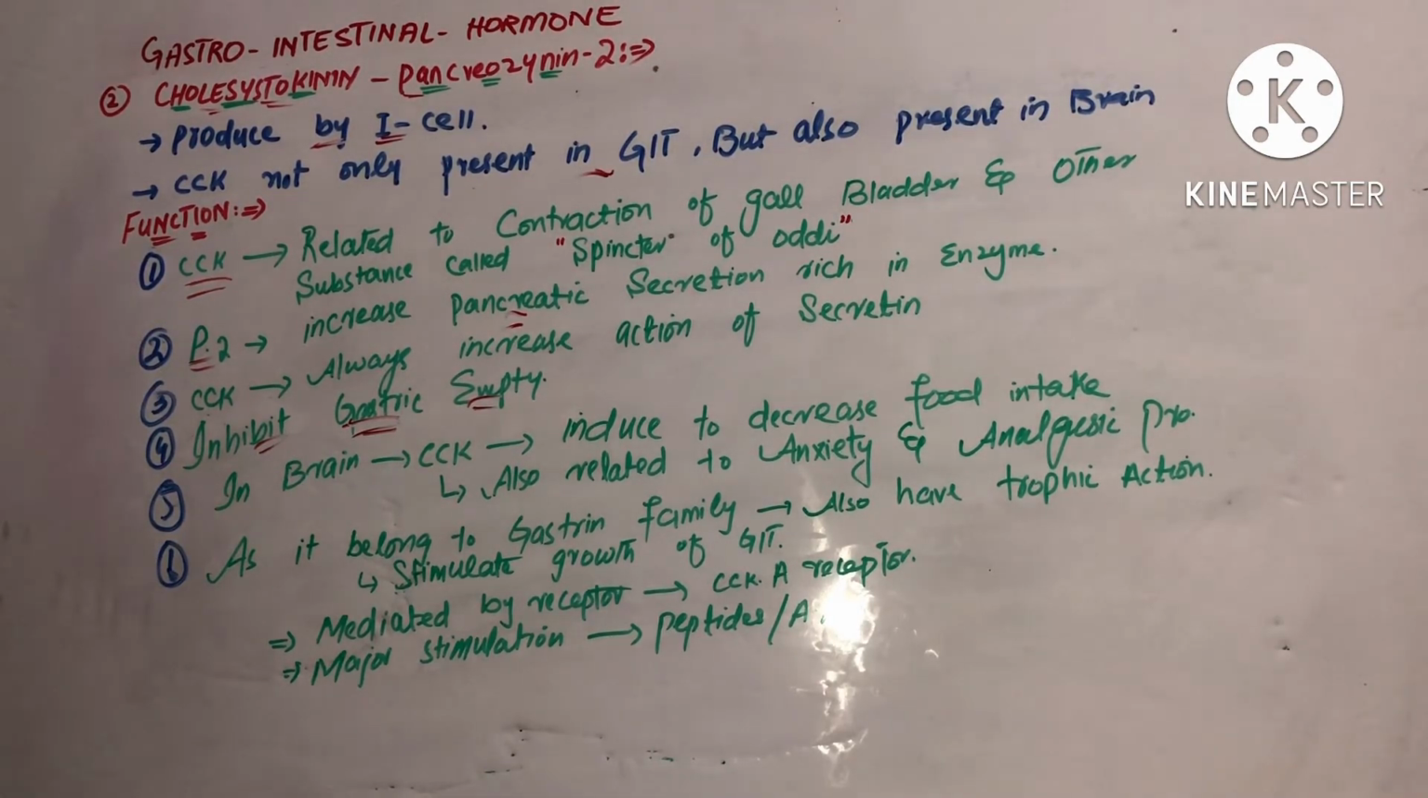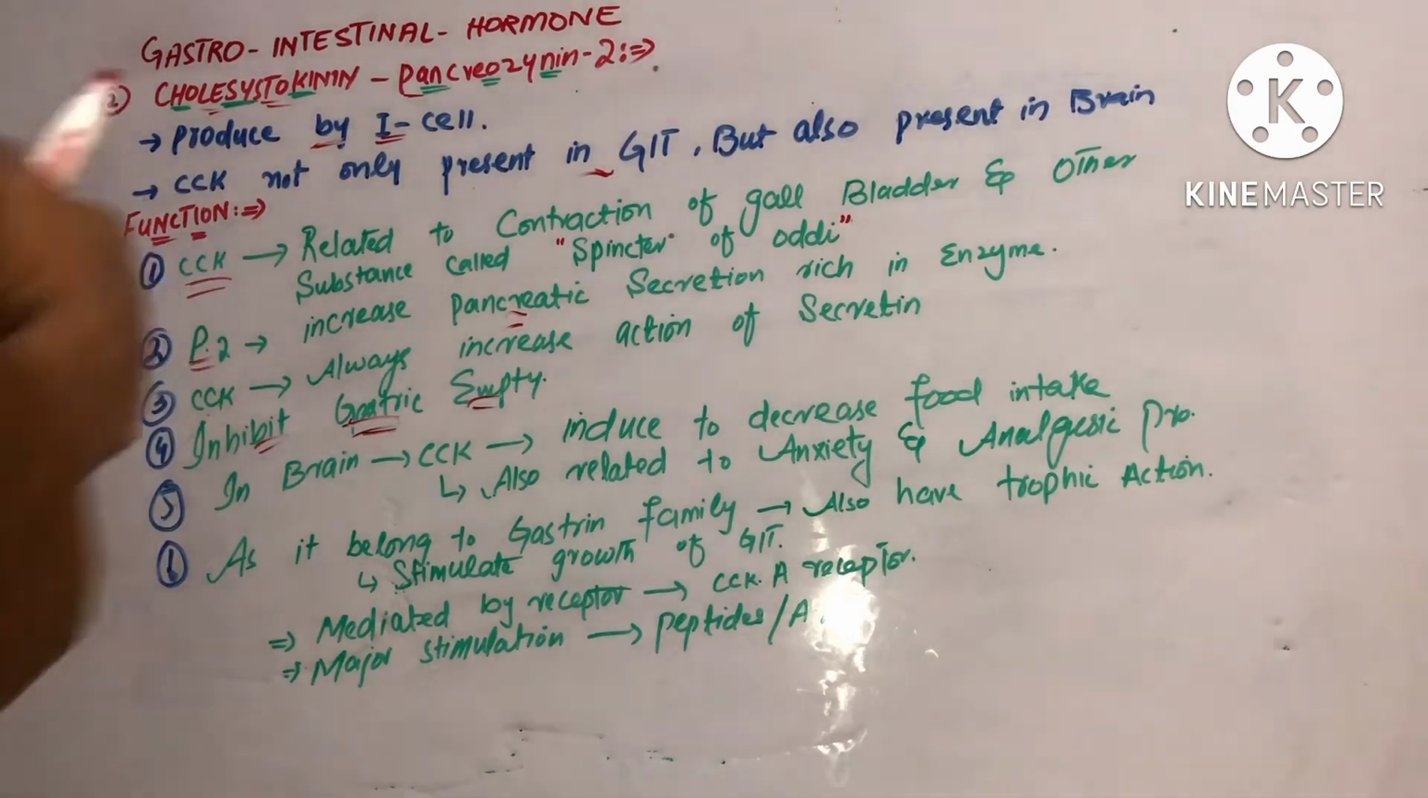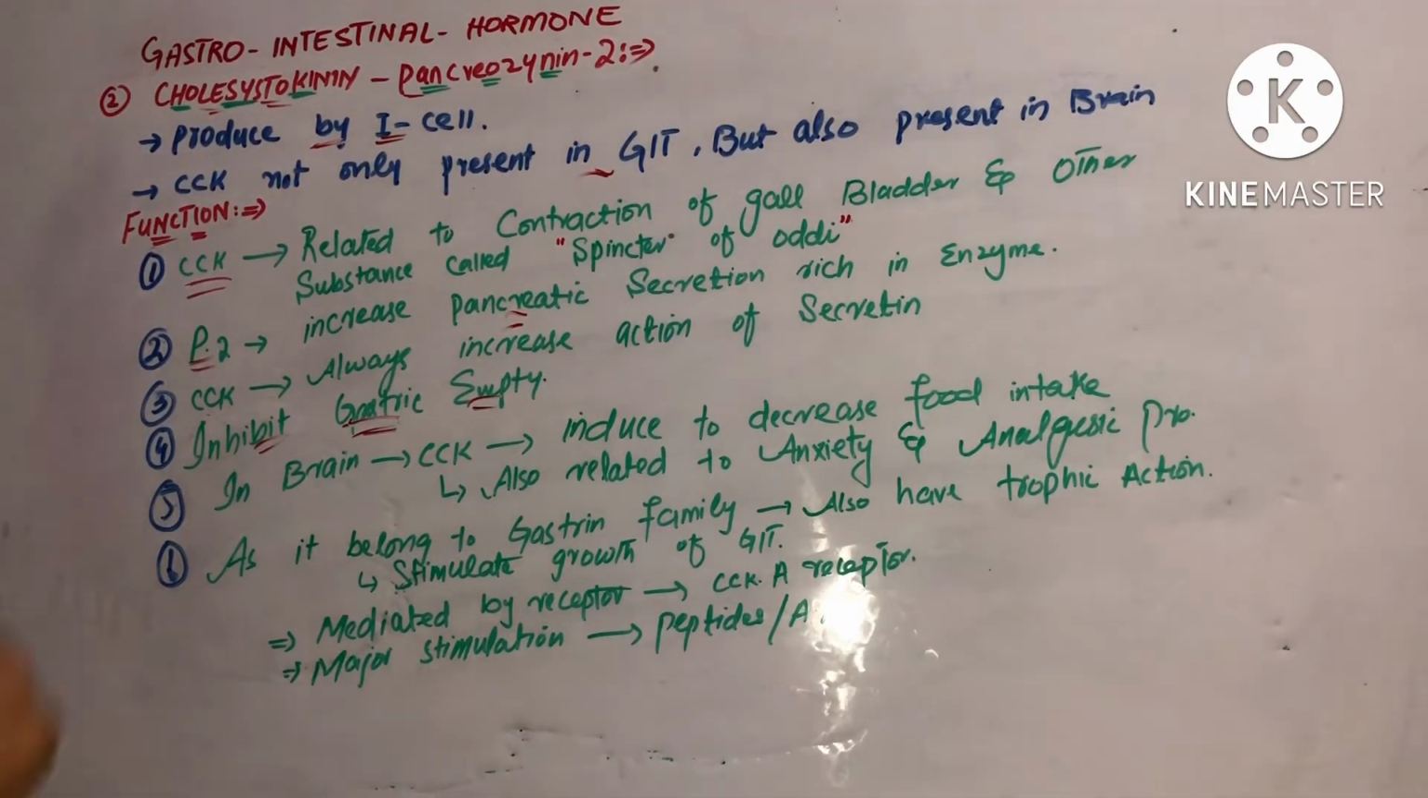As we know, cholecystokinin belongs to the gastrin family, and gastrin family hormones have trophic actions. So it also stimulates mucosal growth throughout the GIT tract. The action of cholecystokinin is mediated by a receptor, and that receptor is called the cholecystokinin A receptor.